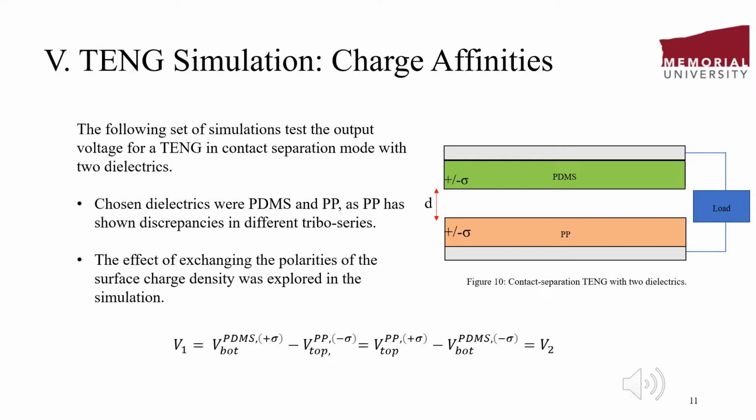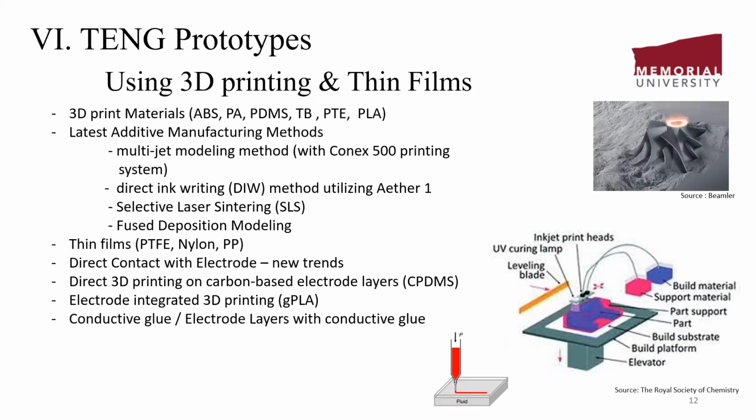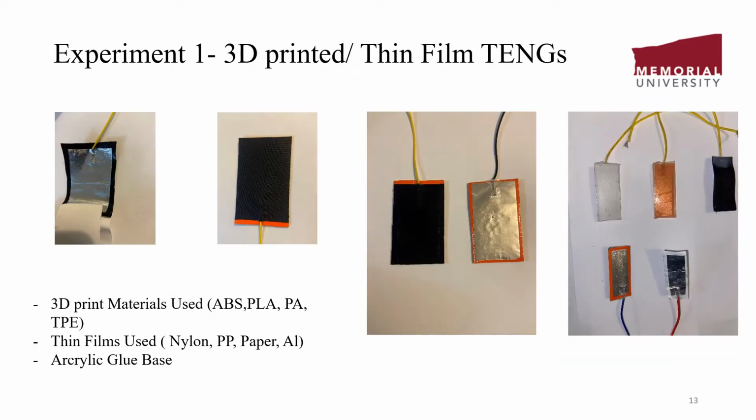Now my teammates, Paran and Kaliana, will continue the presentation discussing the electrospinning experiment and 3D printed prototypes. There are several new technologies in the picture for additive manufacturing, like multi-jet molding, direct ink writing, and selective laser sintering. We studied those, and we used fused deposition modeling for 3D printing, and we used ABS, PLA, PA, and TPE 3D printed material, and for the thin films we used nylon and polypropylene.